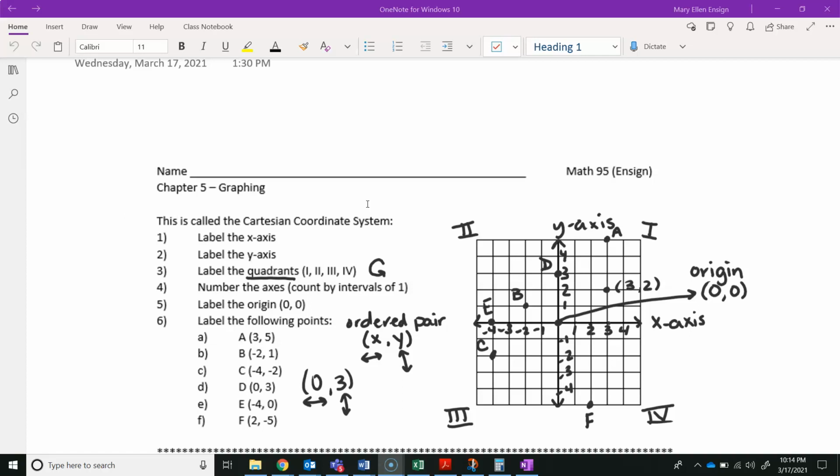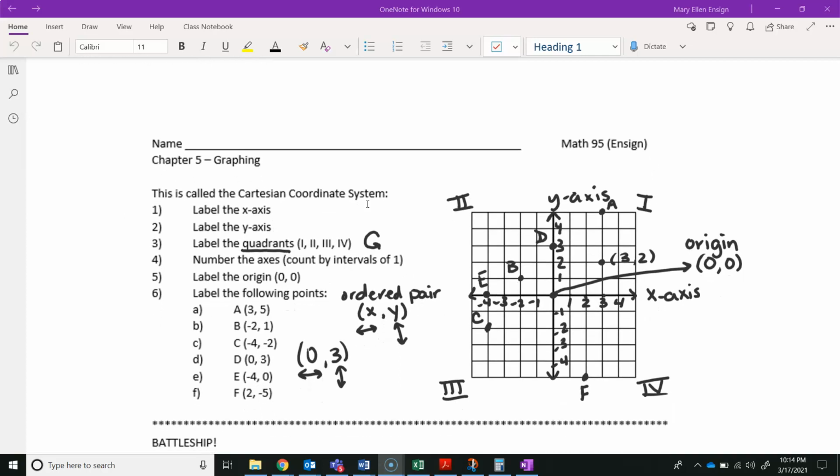We started out here with a review of the Cartesian coordinate system, this coordinate plane. We labeled the x and the y axes, the quadrants. The quadrants are the four parts that the axes divide this plane into. We talked about numbering the axes. The origin is right in the middle where it's 0, 0.